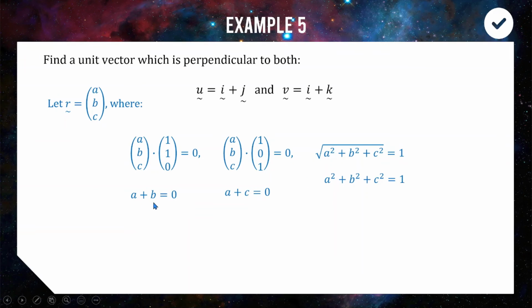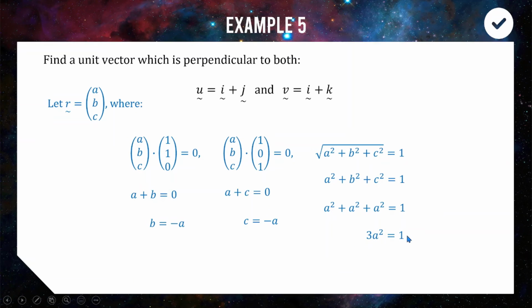So we're going to rearrange this and say b is equal to negative a. We'll say c is equal to negative a. And now if we substitute these two into here, b squared will become negative a squared, which is positive a squared. Likewise for c, we'll sub in minus a, and then c squared will become positive a squared. So we end up with a squared plus a squared plus a squared is equal to 1. So we get 3a squared is 1.